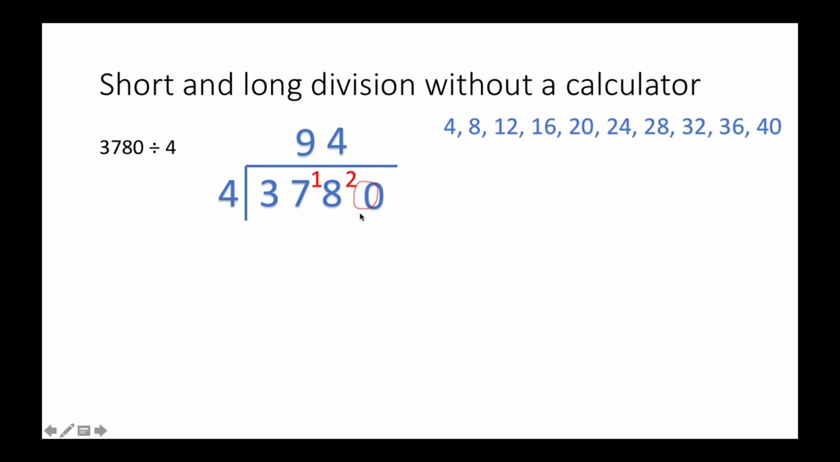So now there's 20. How many 4's go into 20? And I know by looking at my list, 20 is in the 4 times table. So I just have to count them: 1, 2, 3, 4, 5. Then 5 will go there. So my final answer is 945.